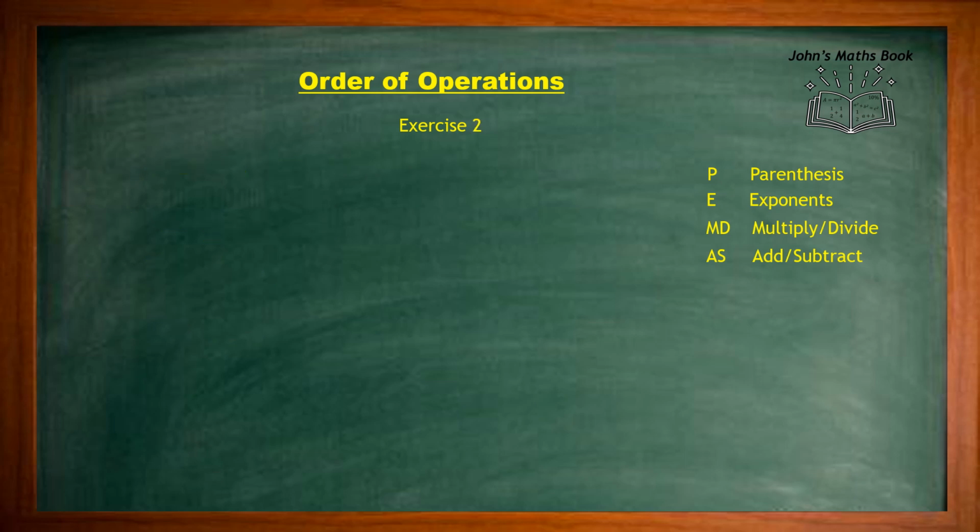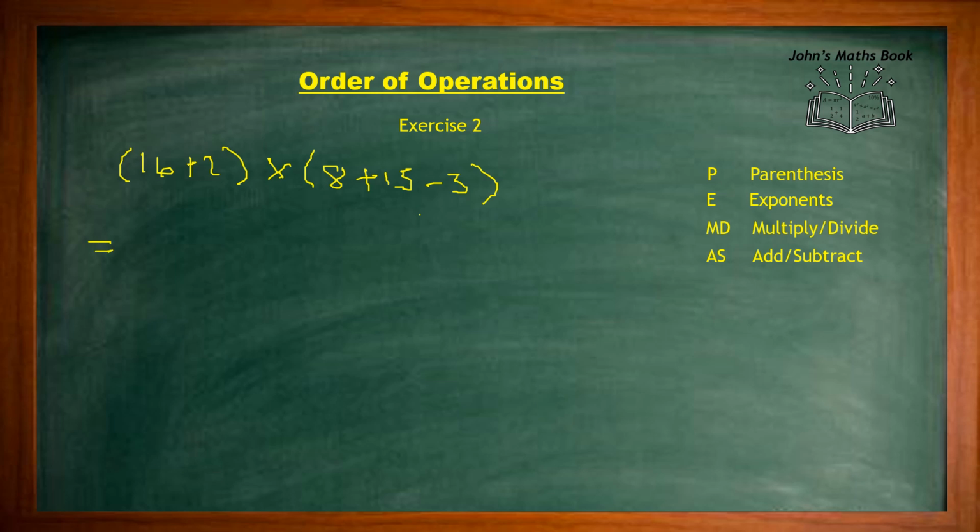Let's take a look at exercise 2. So for this one, we're going to do bracket 16 plus 2, close bracket, multiplied by bracket 8 plus 15 minus 3. So pause the video now and see if you can work out the correct answer.